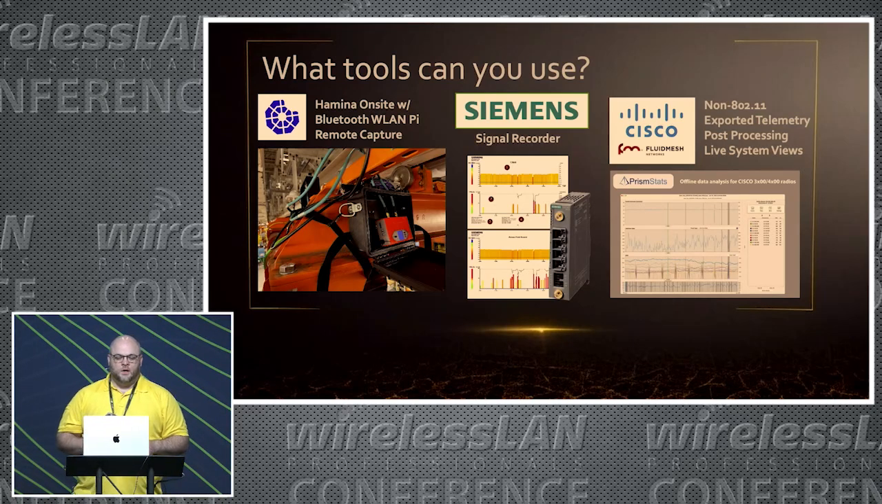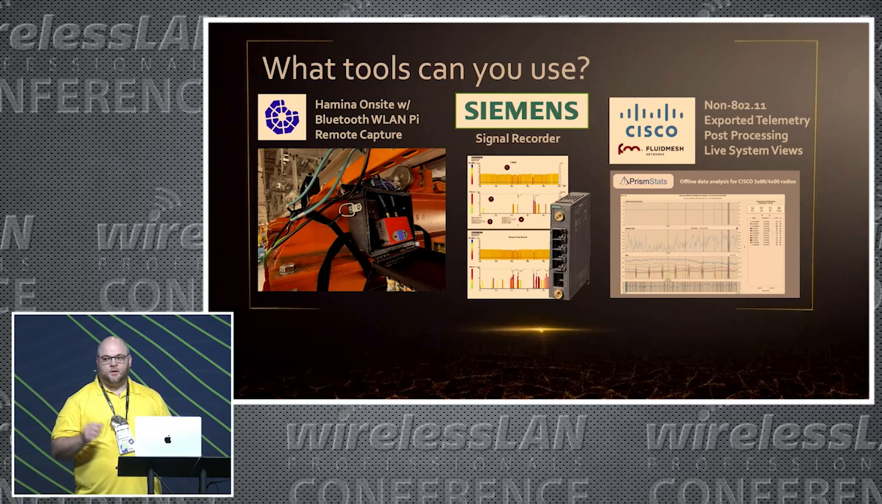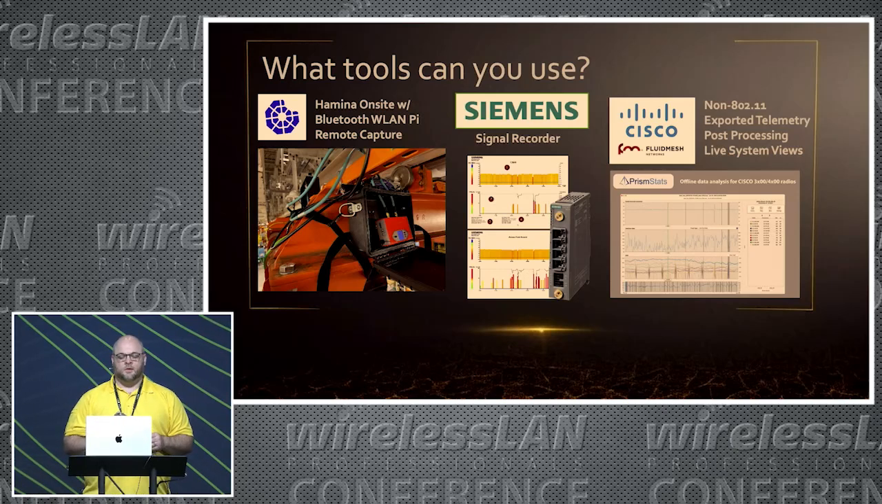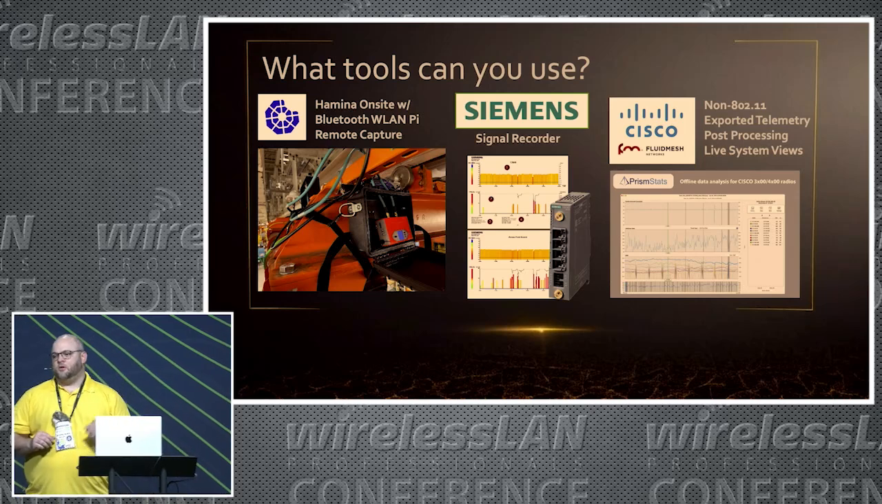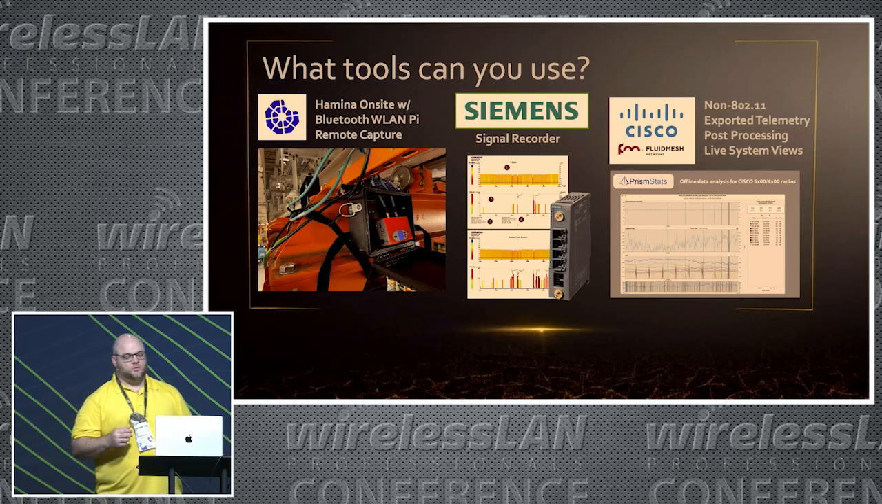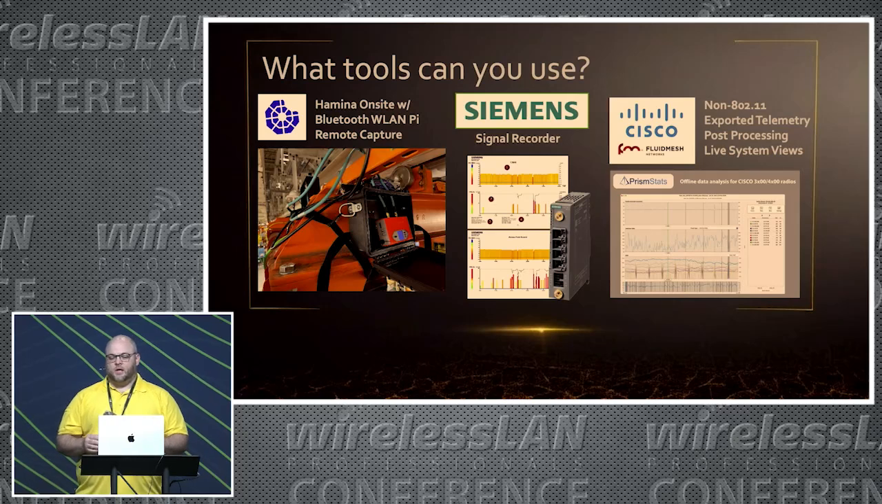The first one is I've been lucky enough to acquire WLANPi. Hamina has been gracious enough to allow remote connection with the Pi over Bluetooth. And then there's also the ability of the Siemens industrial clients to use an internal feature called Signal Recorder, which takes an active connection to a network and gives you a nice linear time series graph of some of the KPIs.